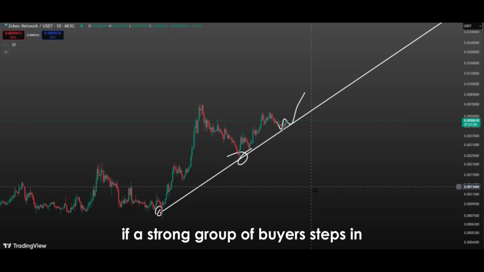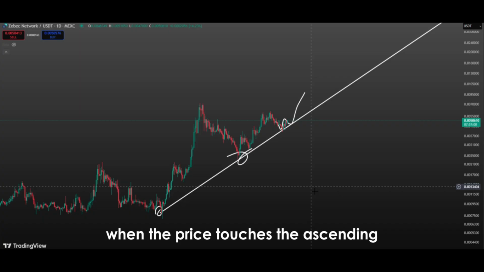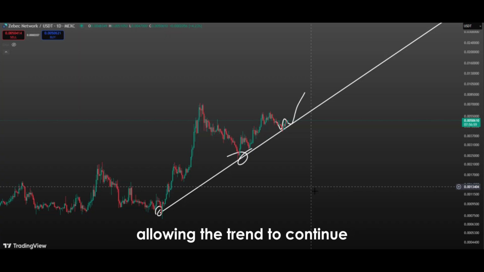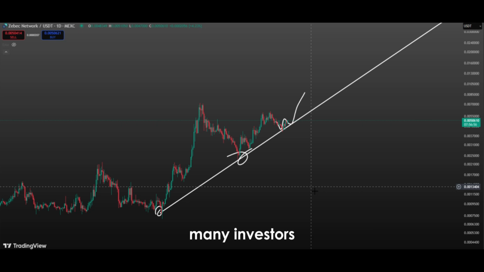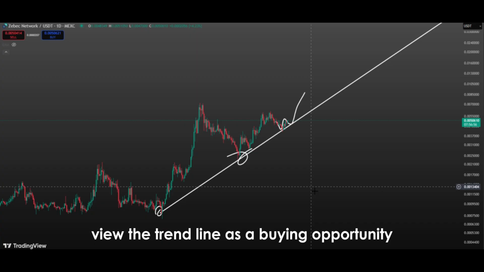If a strong group of buyers steps in when the price touches the ascending trend line, they push the price higher, allowing the trend to continue. That is why the current contact with the ascending trend line is both critical and positive. Additionally, in this kind of scenario, a bounce off the trend line generally increases the market's momentum. Many investors view the trend line as a buying opportunity.